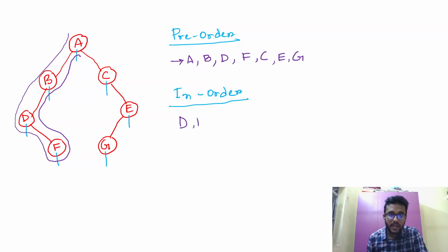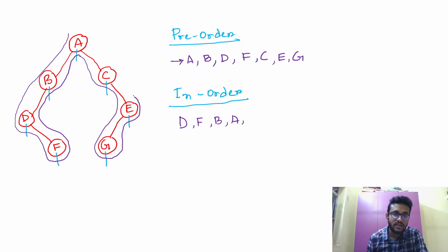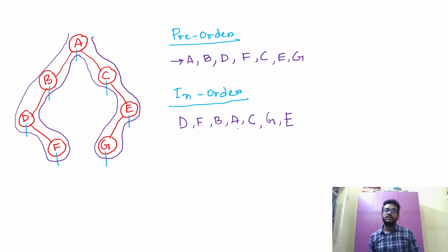D, F, B, A. Now C, yes, intersecting. E, no. G, yes. E. Okay. Then after D, F, B, A, then after we have C, then after we have G, and then after we have E. This is the final of the in order. It's the final one for the in order.